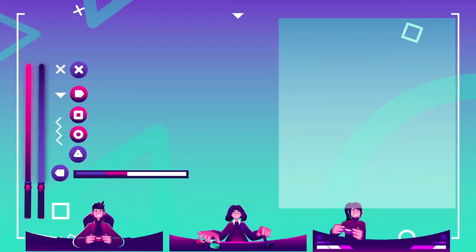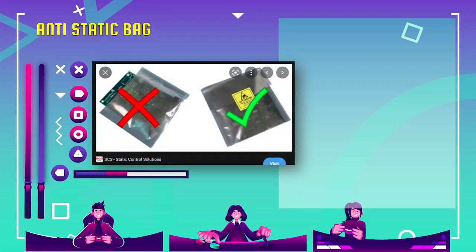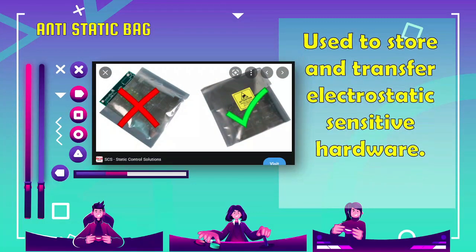Another example of an ESD tool is an anti-static bag. It is used to store and transfer electrostatic sensitive hardware. It is specially designed to help prevent static electricity inside the bag. So if you ever buy a hard drive, it most likely comes in one of these bags.